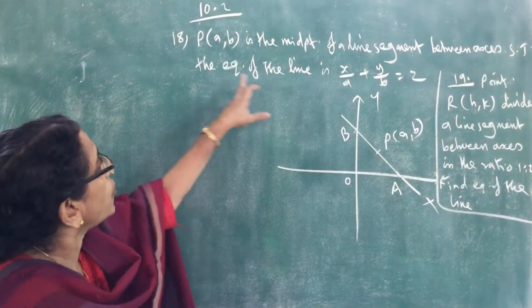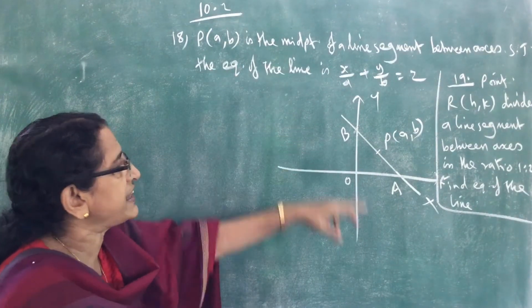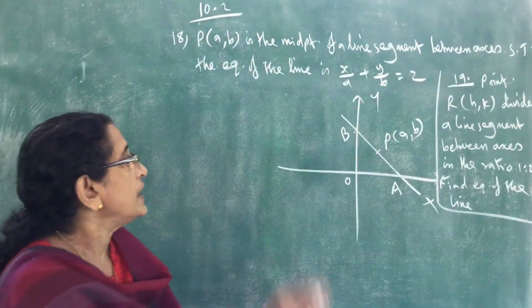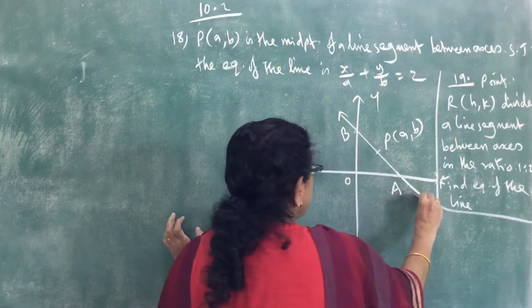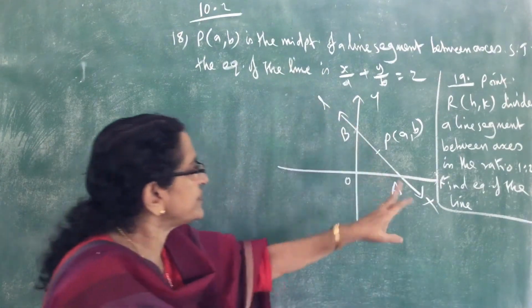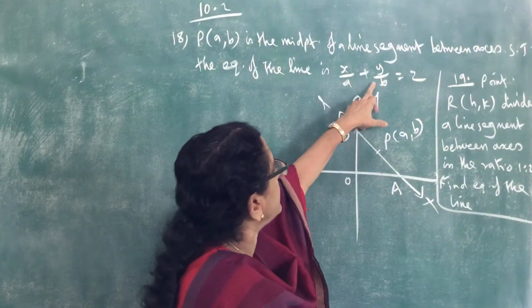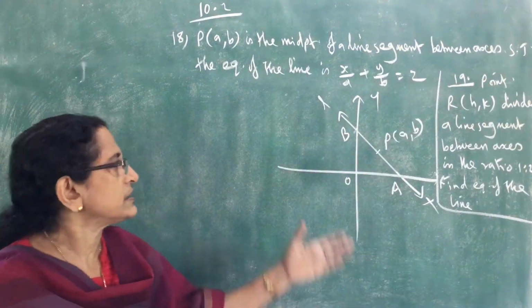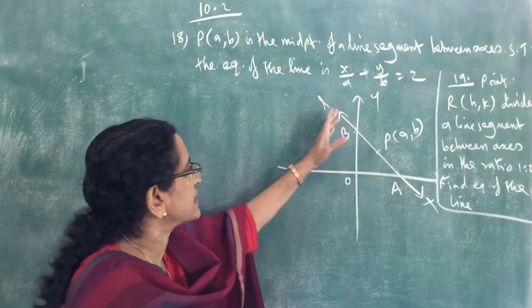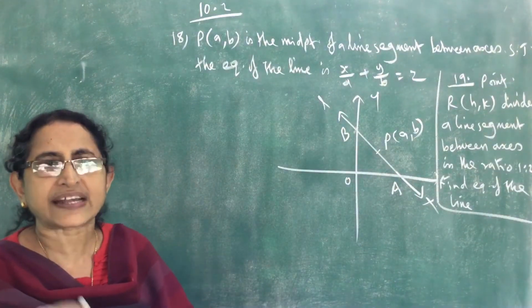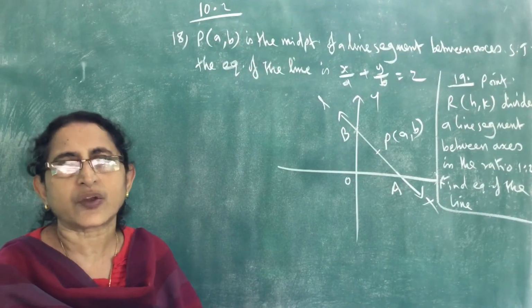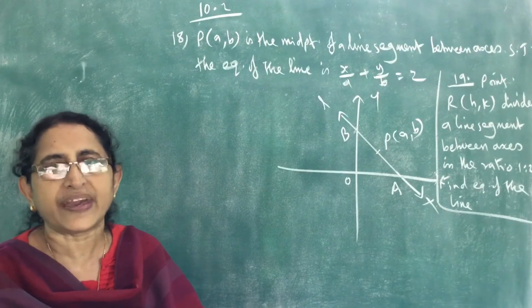Given that, show that the equation of the line is x by a plus y by b equal to 2. So we have to prove that the equation of this line L, the line AB, is x by a plus y by b equal to 2. Here the line intersects the x-axis and y-axis. If we know the x-intercept and y-intercept, we can write the equation of the line as x by a plus y by b equal to 1.